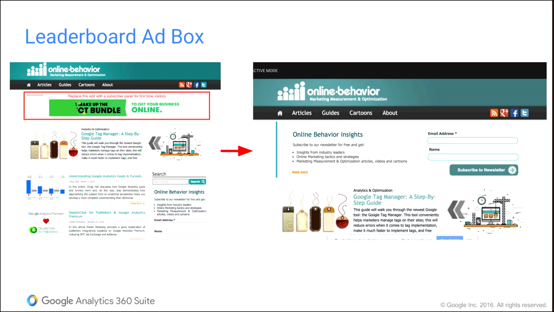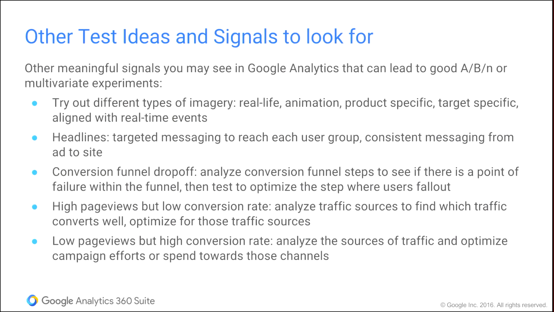I just wanted to leave you with a few other ideas that you might want to look for or try testing out if you're a publisher. You might want to try out different imagery: real life photos or animation, product specific photos or target specific. You might want to align it with real-time events. Really try switching out the imagery on your website and see if one type might work better for you than another. Headlines are always a great thing to test. Really targeted headlines to your audience generally do pretty well on websites.